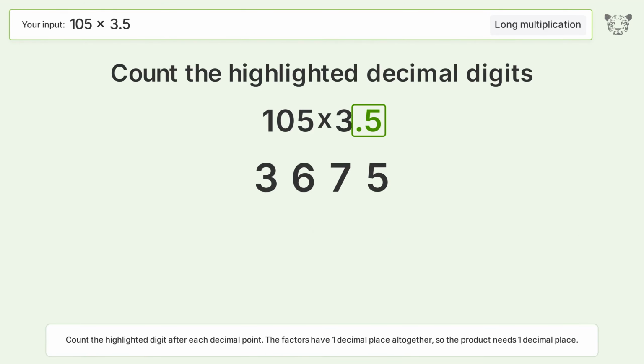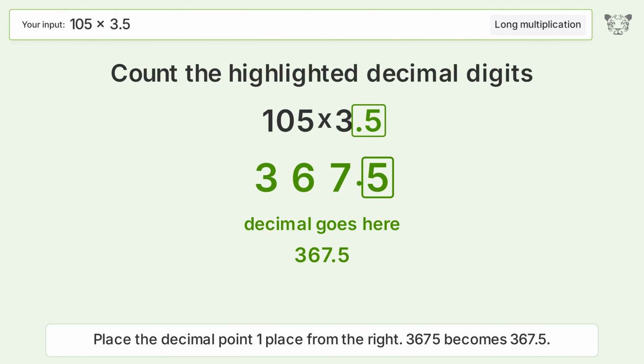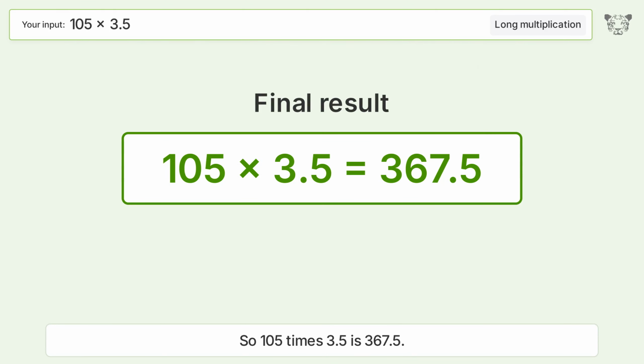Count the highlighted digit after each decimal point. The factors have one decimal place altogether, so the product needs one decimal place. Place the decimal point one place from the right. 3675 becomes 367.5. So 105 times 3.5 is 367.5.